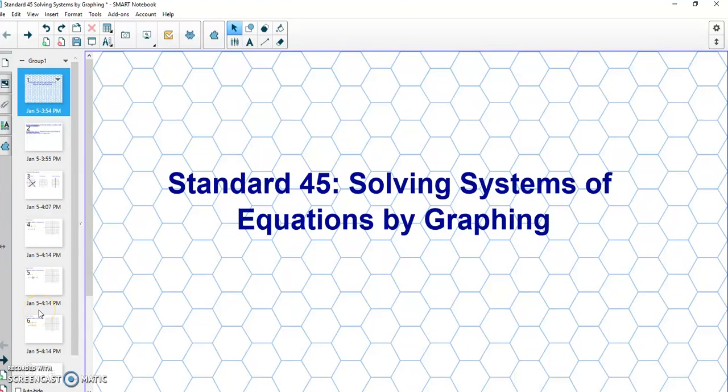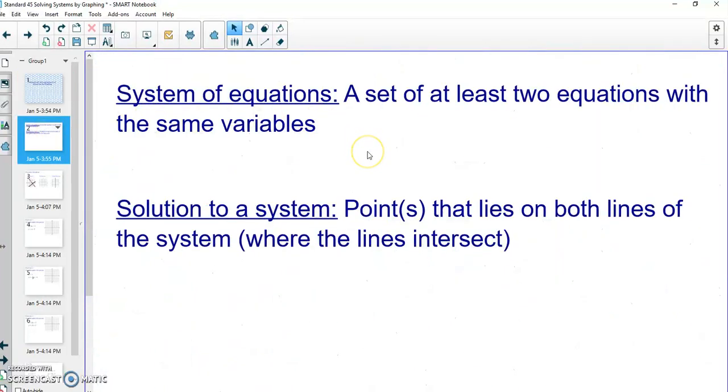Alright, this video is over Standard 45, which is solving systems of equations by graphing. So we're going to be talking about solving systems of equations, which is a set of at least two equations with the same variables. Previously we were talking about solving linear equations with just one linear equation. Now we're going to have a set of them.